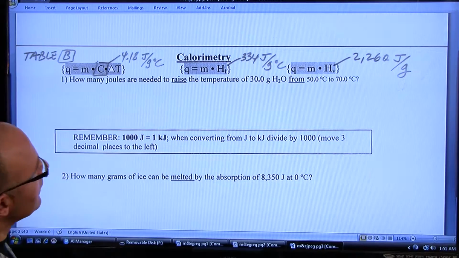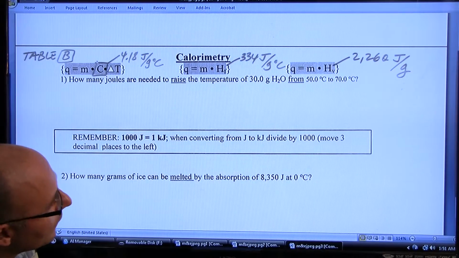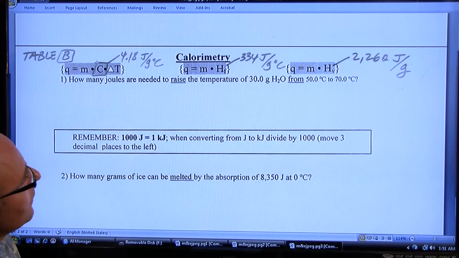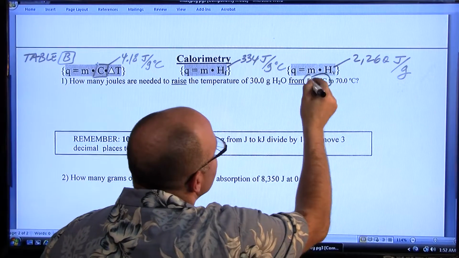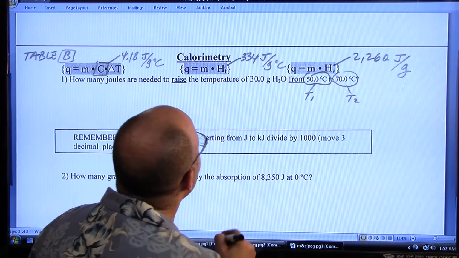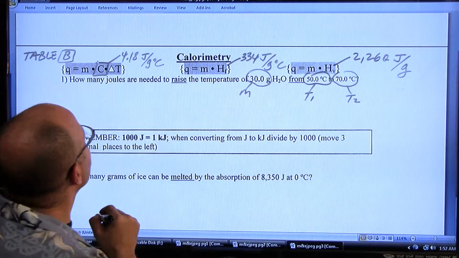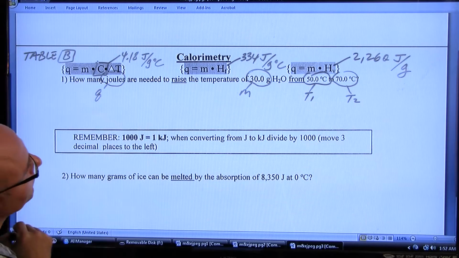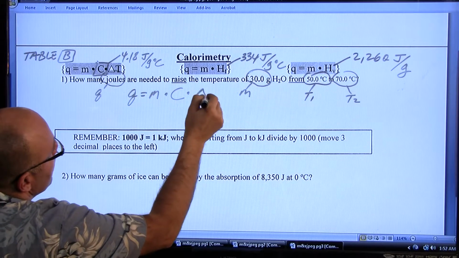Okay, let's do a problem. How many joules are needed to raise the temperature of 30 grams of water from 50 degrees Celsius to 70 degrees Celsius? So right away you see we have a change in temperature in this problem. 50 degrees Celsius would be your T1, your first temperature. 70, your T2. 30 grams, as you can tell from the unit, is the mass. And how many joules? Well, that would be your Q, which is unknown. So our formula is Q equals M times C times delta T.